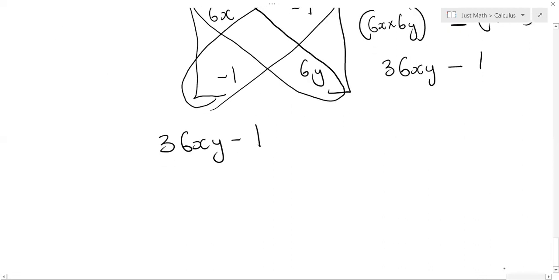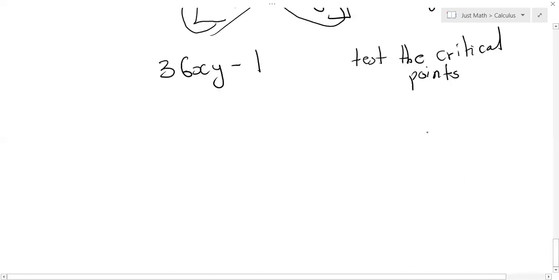So what are we now going to do with this determinant? We're now going to test the critical points. What are the two critical points? 0, 0 and 1/3, 1/3. I want to test it here.